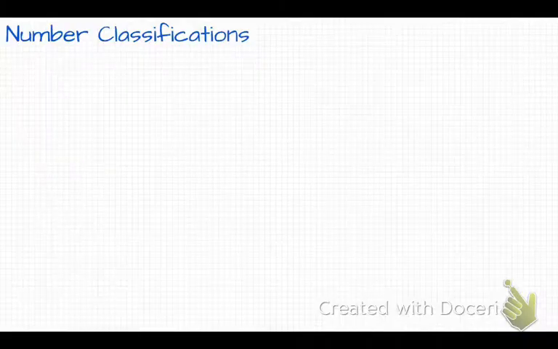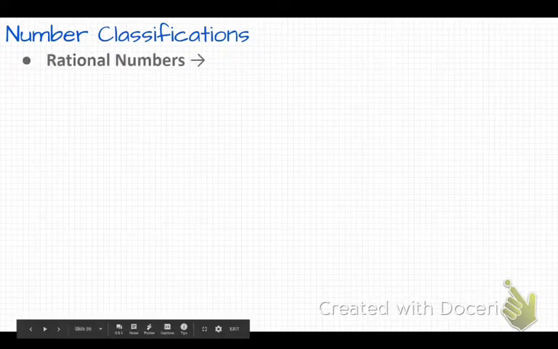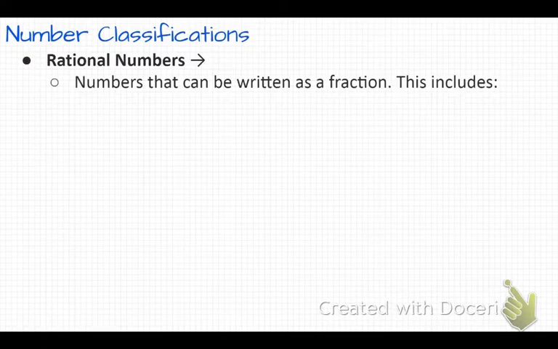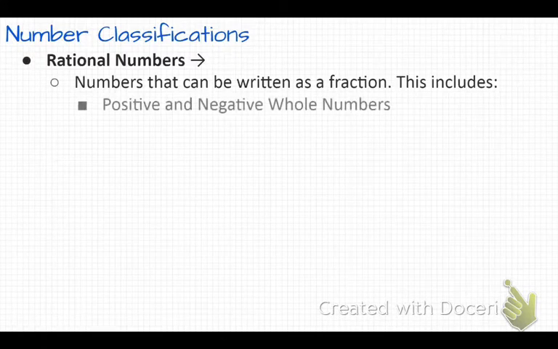So we're going to get started. We're talking about different number classifications. We're talking about the two main ones. Our first is rational numbers, okay? So rational numbers. These are numbers that can be written as a fraction, including positive and negative whole numbers. I want you to draw attention to the negative part because my first two classes were quite forgetful of that part. So it can be positive and negative whole numbers.